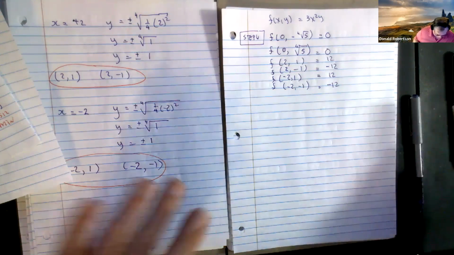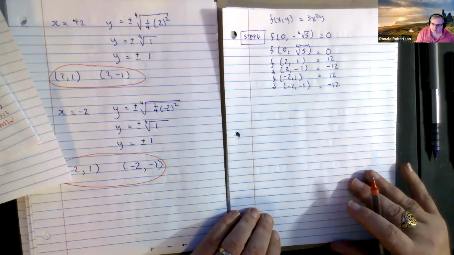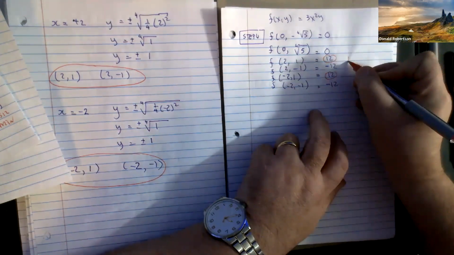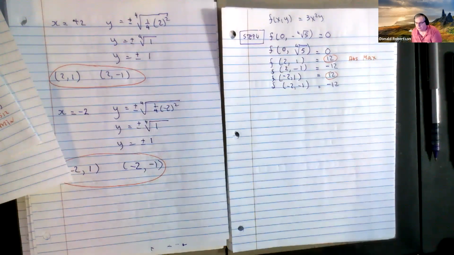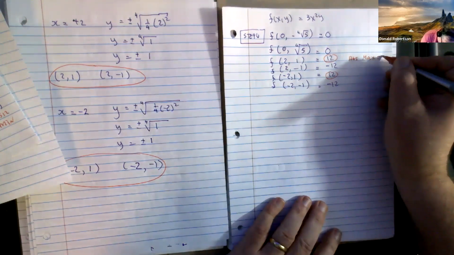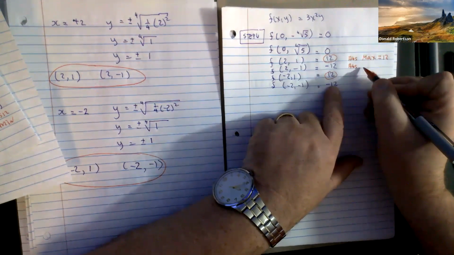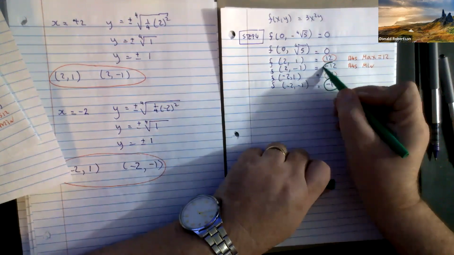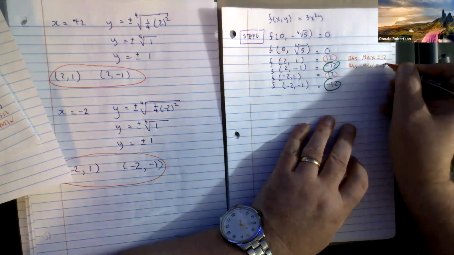Now, our answer's in front of us. The question was, what is the absolute maximum value? The absolute maximum value is 12. And I don't care that it happened to happen twice or 4 times. It doesn't matter. The absolute maximum is 12. And the absolute minimum? Well, the absolute minimum are these guys, since they're both the same. And that makes this one -12.